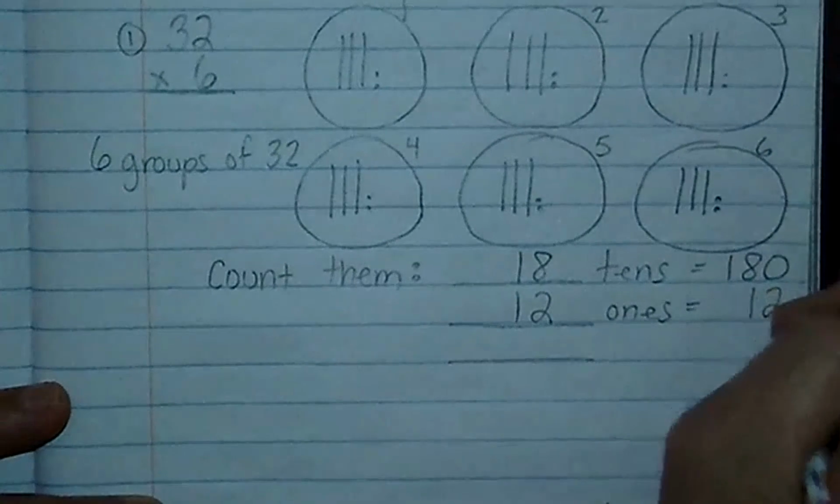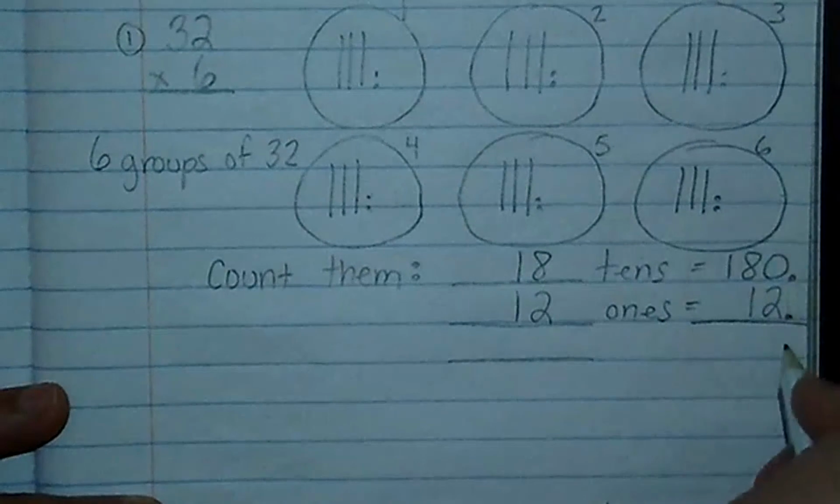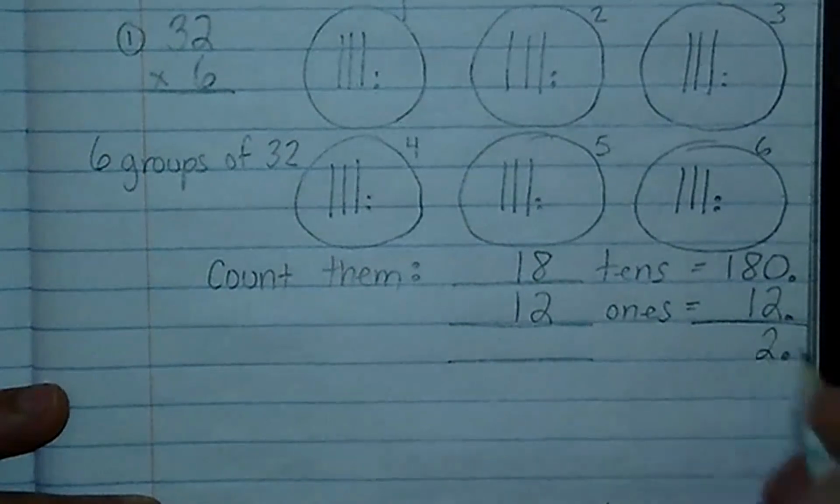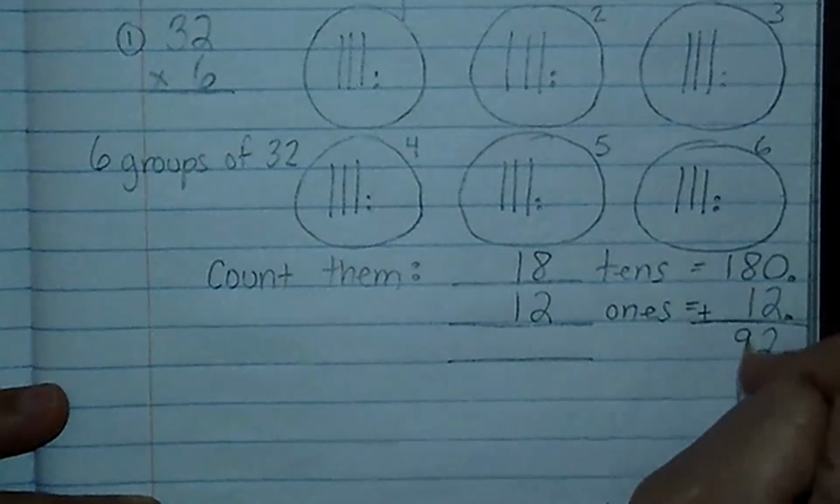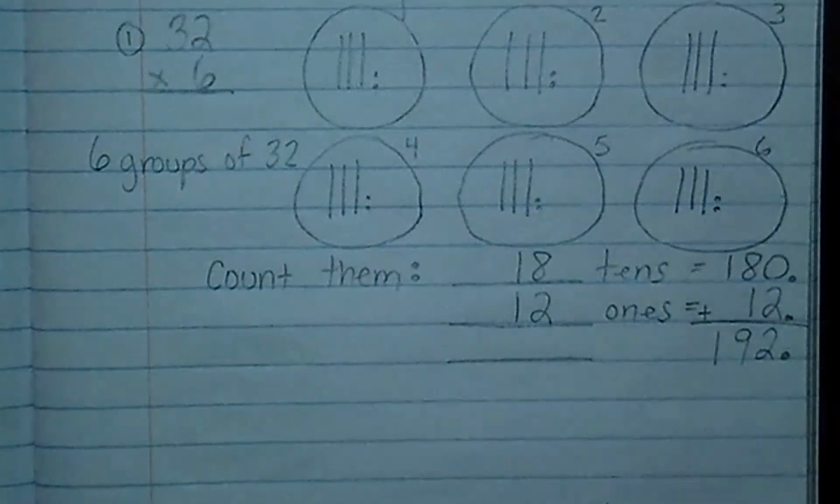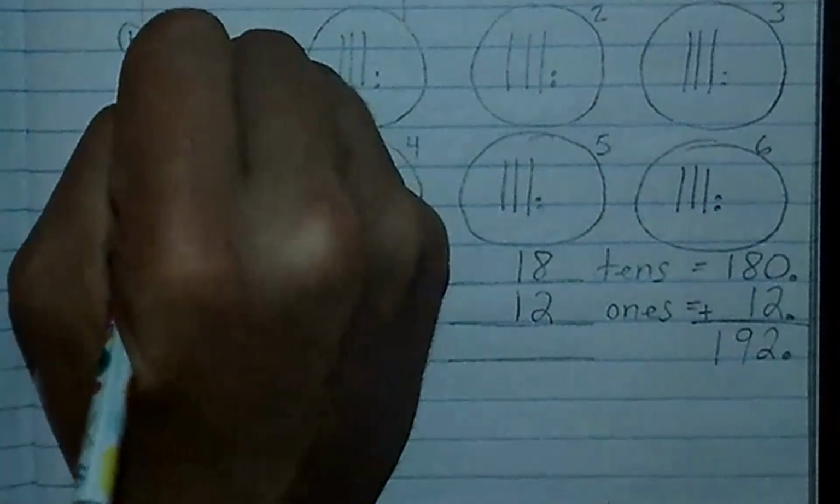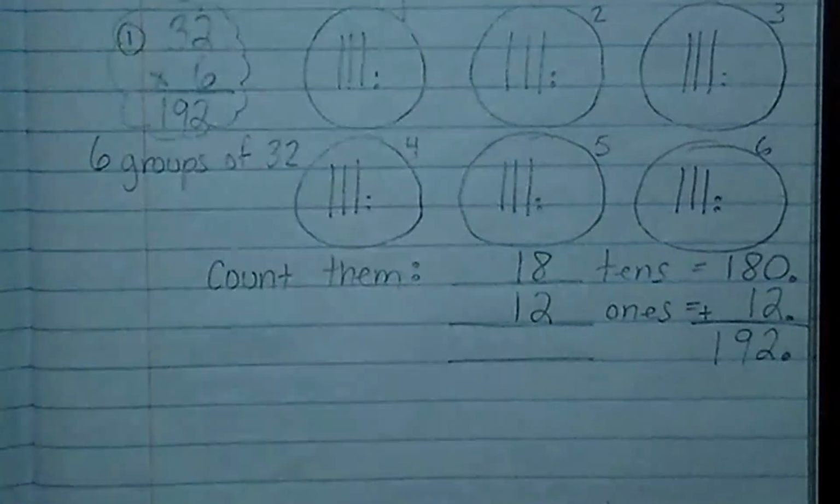I line up. Remember, at the end of my number come my decimal points, and I line them up on the right-hand side. What's 0 plus 2? 2. 8 plus 1? 9. 192. So what is 32 times 6? 192. And that's our answer.